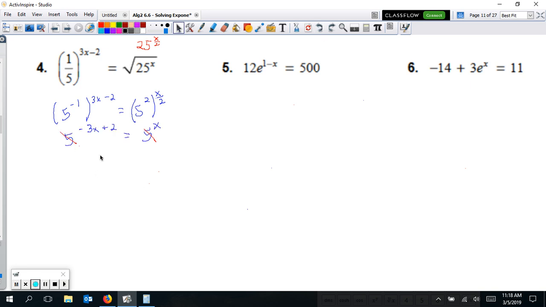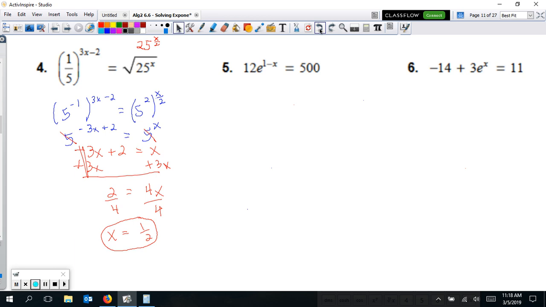Our 5's now can cross out because they're the same base, just like we talked about. They can do that because of the inverse properties. And now the exponents will equal each other. So now we have this equation, negative 3x plus 2 is equal to x. So we could add the 3x now to both sides. And so it gives me 4x on the other side over here. So 2 equals 4x. And then just divide by 4. And so 2/4 is what x is going to equal. 2/4 we would reduce down to 1/2. So there's our answer for number 4.